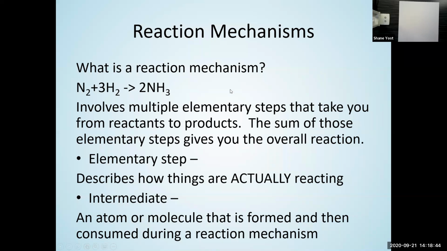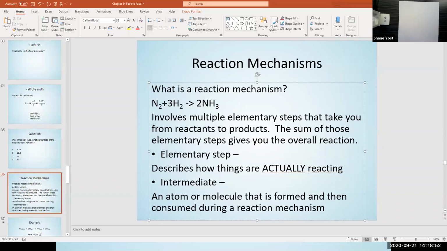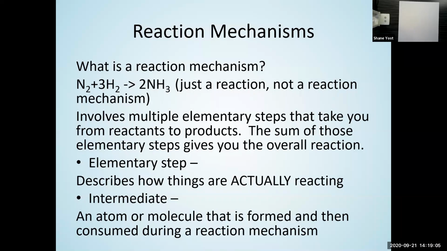So I have that reaction N2 or whatever. It's just an example of what is not a reaction mechanism. Just so we're clear on that, that reaction is not a mechanism. That's just a chemical reaction. But for every chemical reaction, we can describe some type of reaction mechanism that's composed of elementary steps that show you how things are actually reacting to get you from the reactants to the products.